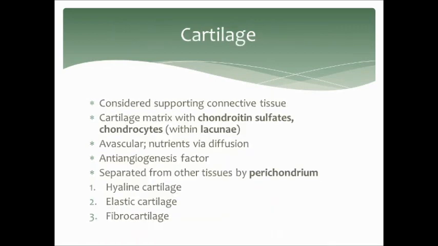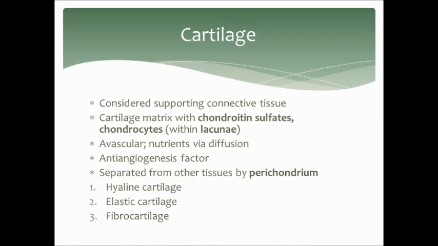So those were our liquid connective tissues. Now we're going into our supporting connective tissues. Our first one is cartilage. So cartilage has this matrix with chondroitin sulfates, and it has chondrocytes, which are cartilage cells. Cartilage cells, chondrocytes, live within little spaces known as lacunae. Cartilage is avascular, so it receives its nutrients via diffusion, just like epithelia. It also has an anti-angiogenesis factor, which actually prevents blood vessels from forming in it.